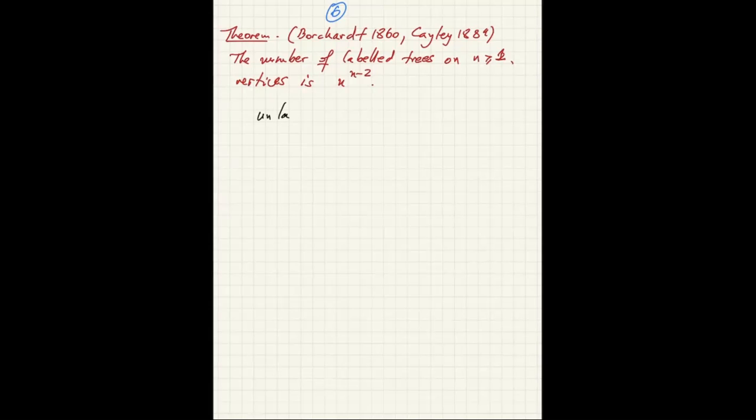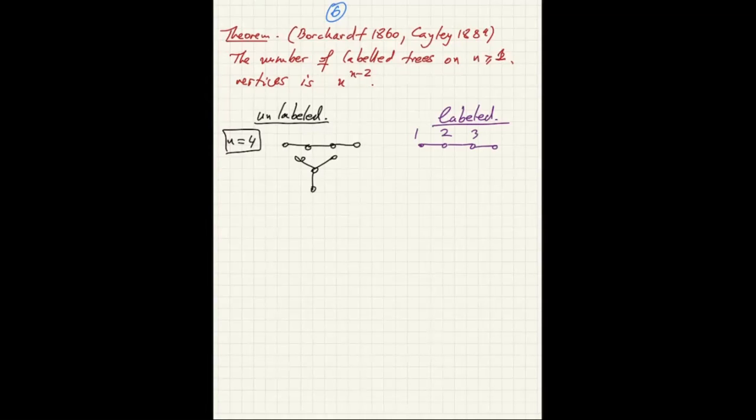So unlabeled, let's say when n equals 4, you have one path and you have one star. One star this way. So you have two unlabeled trees on n vertices, but if you do labeled, then, for example, I can label 1, 2, 3, 4, and this one is actually different than 1, 3, 2, 4, because the edge set of these two trees are different.